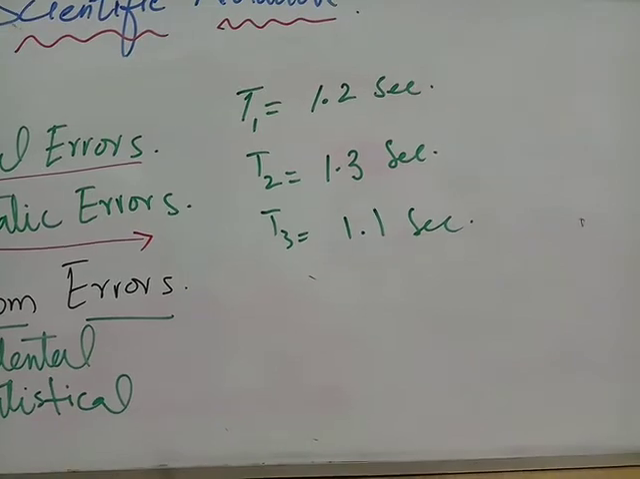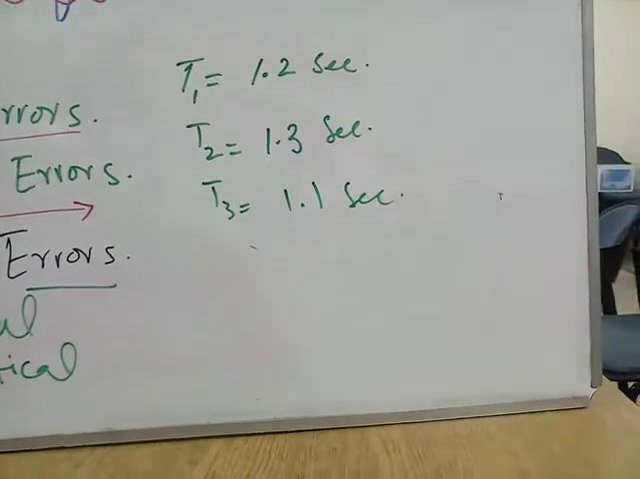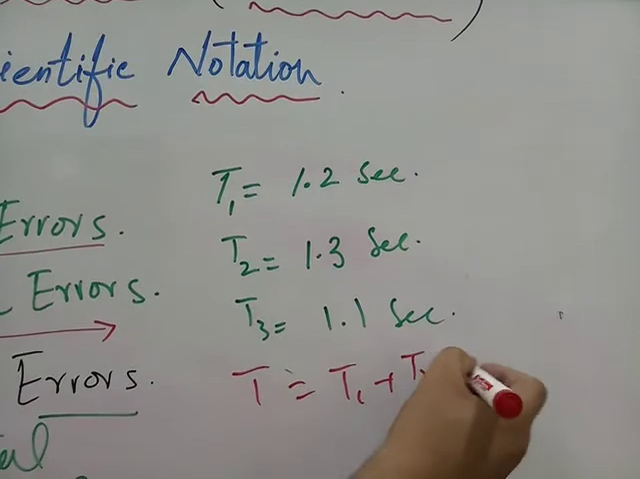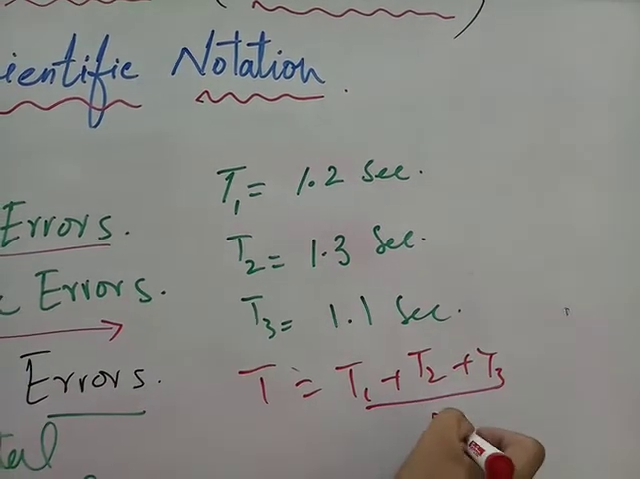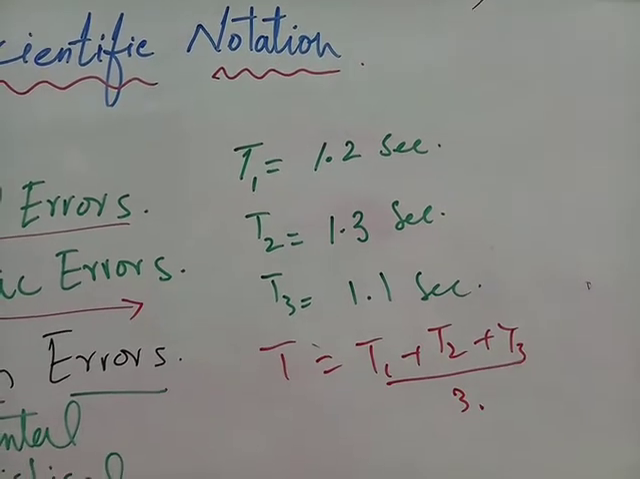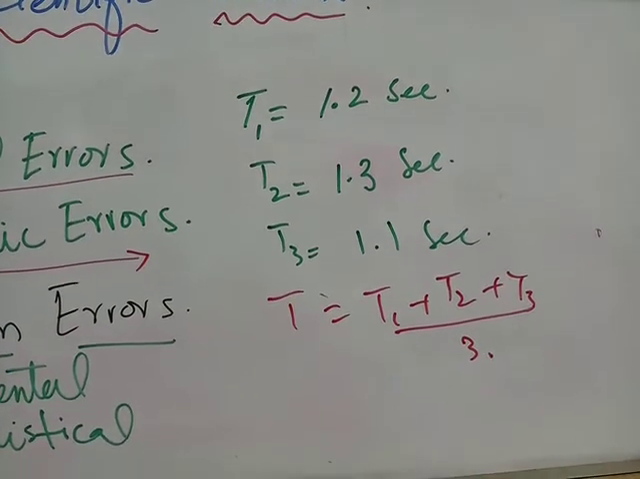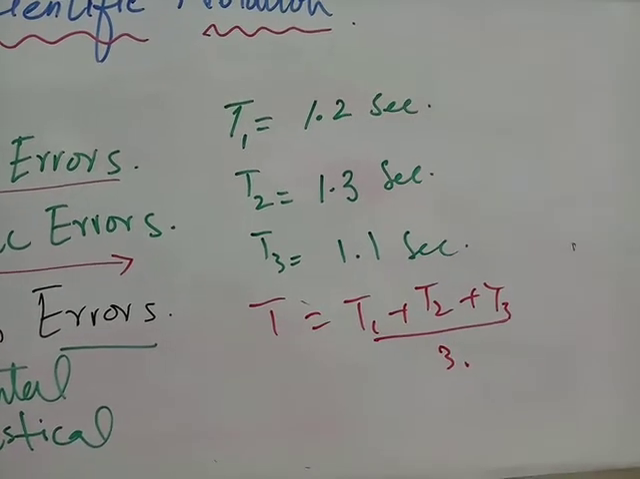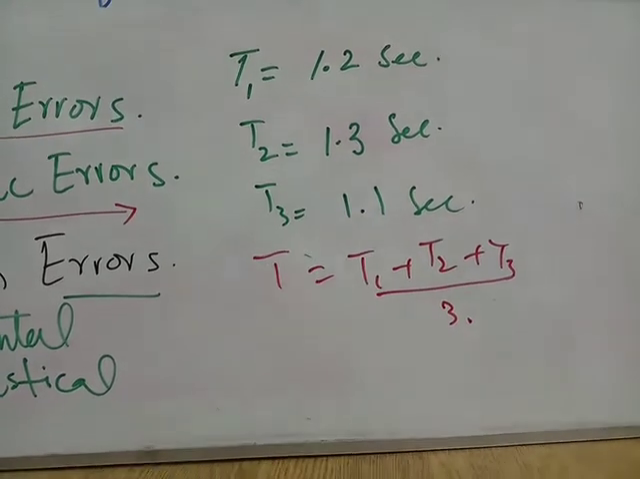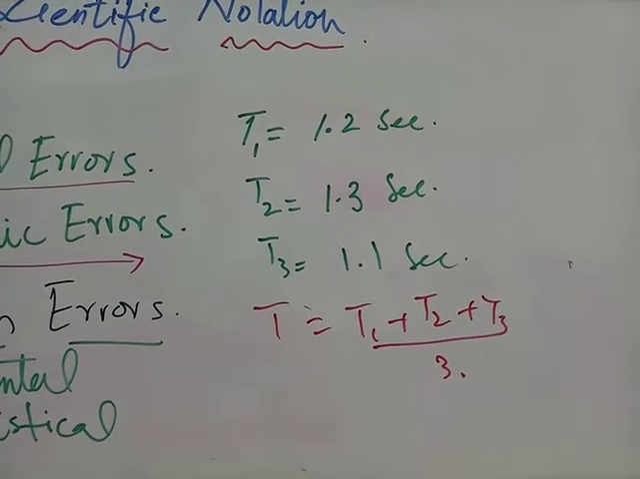So how can we remove the random error? You know about taking averages. When we take averages, like total time T1 plus T2 plus T3 divided by 3, we get a more accurate value, like 1.2 or 1.25. This will be the average value. So by taking the average of all the values, we can reduce the random error.